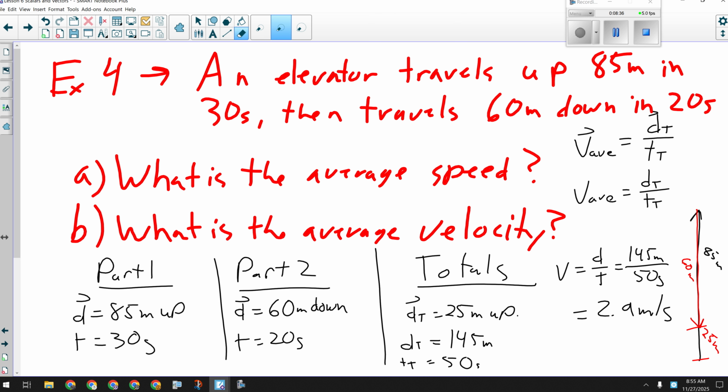Okay, next thing, average velocity. Average velocity is 25 meters up divided by 50 seconds. Pretty sure that's going to come up to 0.5 meters per second up. Okay. Would you get it wrong if you didn't put up on that? You absolutely would. A vector quantity needs a vector. What's the most common mistake people make after doing absolutely everything right on a question like that? Forgetting to put up on it.